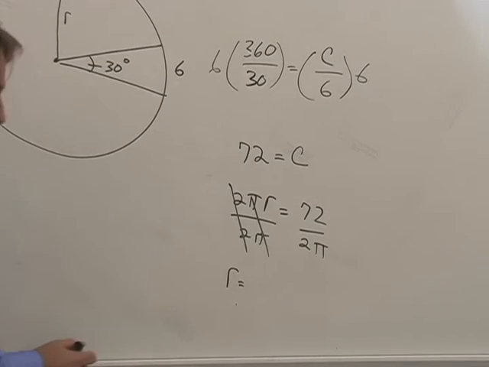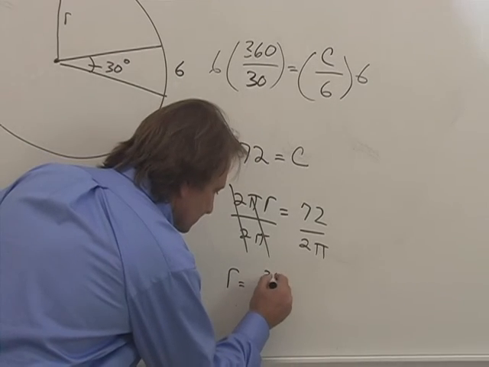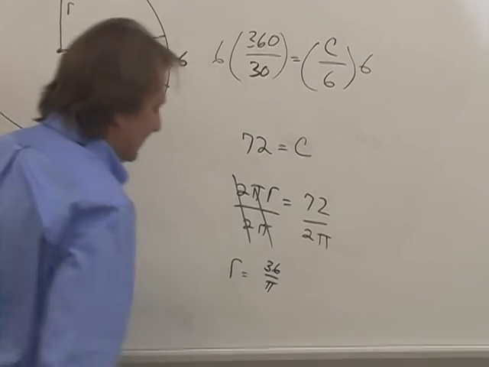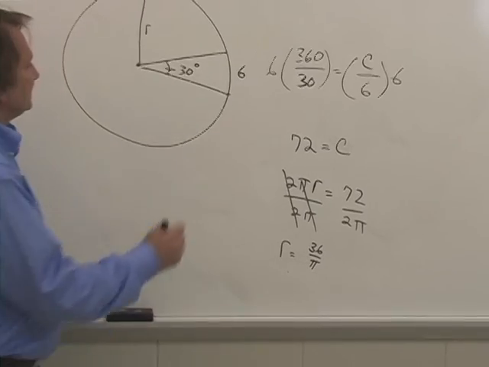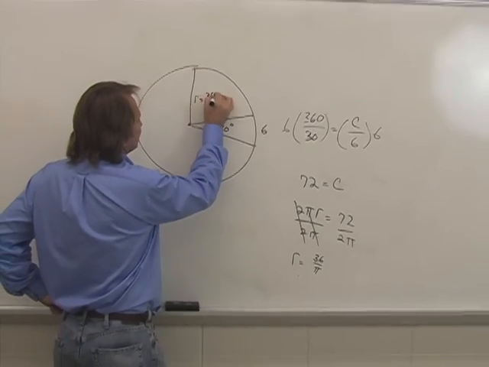72 divided by 2 is 36, and I'm left with a pi in the denominator. So the radius of this particular circle is equal to 36 over pi.